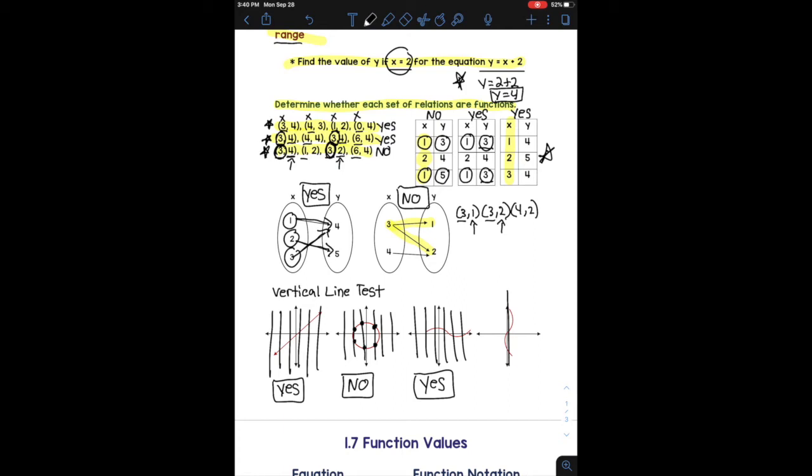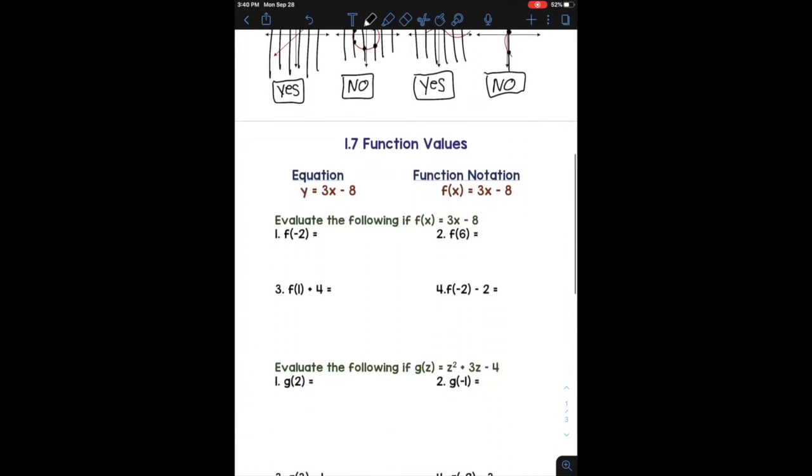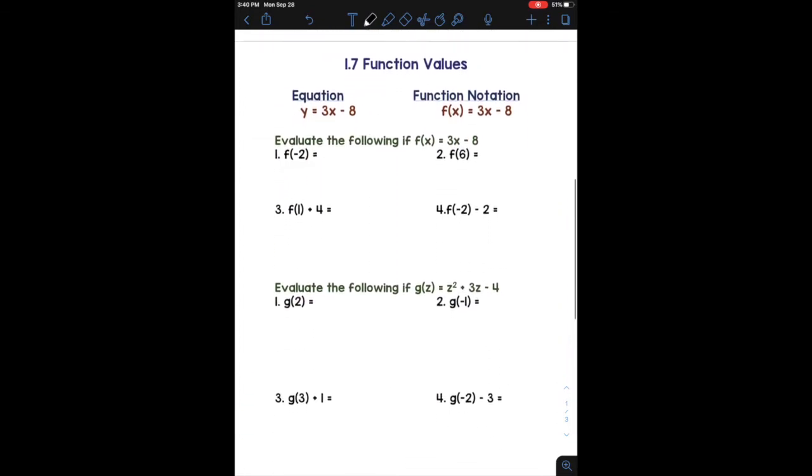And lastly, if I draw a vertical line on this graph, will it ever cross the graph more than once? Yes, it will. It could cross the graph twice for the vertical line I just drew. Therefore, it is not a function. So that's the first part of this lesson, determining whether a relation is a function or not.